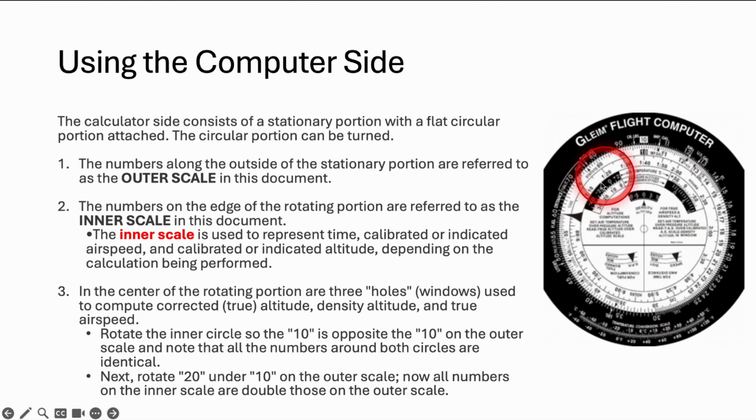Using the computer side, you'll notice that if you play with it a little bit, this inner dial rotates. That inner dial typically is going to tell you things like time. The outer scale is going to tell you a few different things depending on what you're trying to calculate. Could be fuel burn, could be distance.